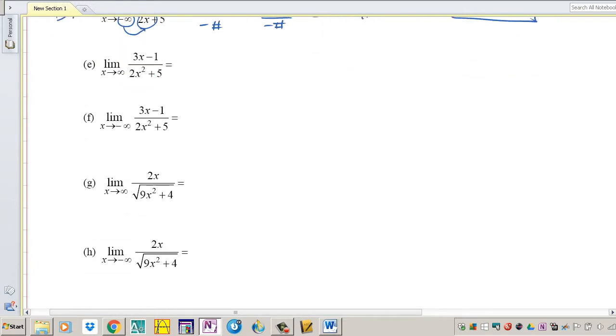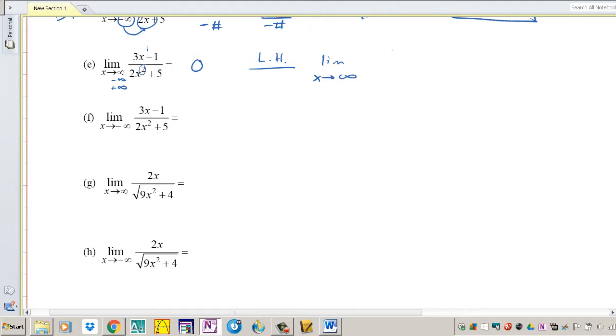Letter E is what we call a bottom heavy function. It's bottom heavy because we have a degree of 2 and we have a degree of 1, and anytime you have a bottom heavy function, your answer is always going to be 0, no matter what. No matter if it's negative infinity or positive infinity, as you approach it, it's always going to be 0. Now, using L'Hopital's rule is kind of tedious, but I'm still going to show it to you, just so I can convince you guys.